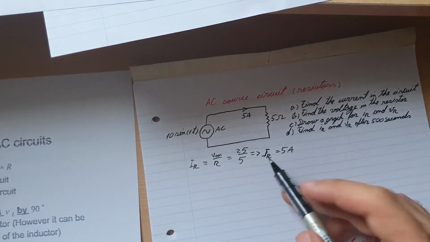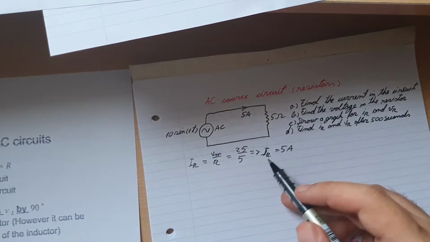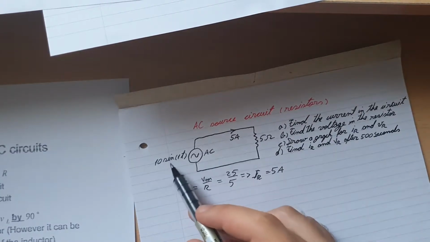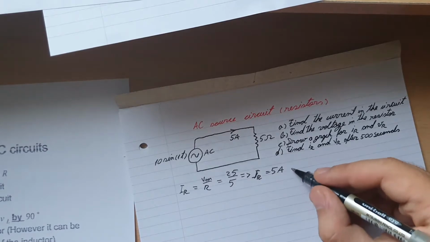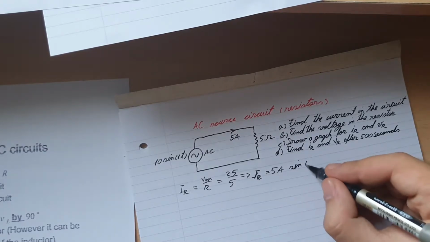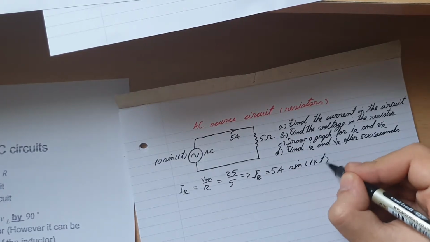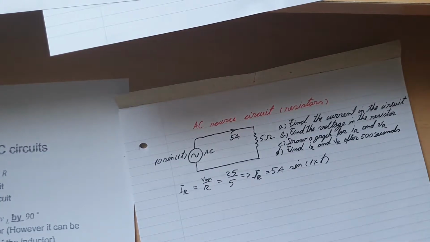Find the... oh, but this is not the full form, because we also need to remember to add in the sine. So that will be sine of 1 multiplied by t. There is no angle difference in here yet. Why? Well, as you know, only inductors and capacitors have angle differences. Resistors will maintain the same angle.